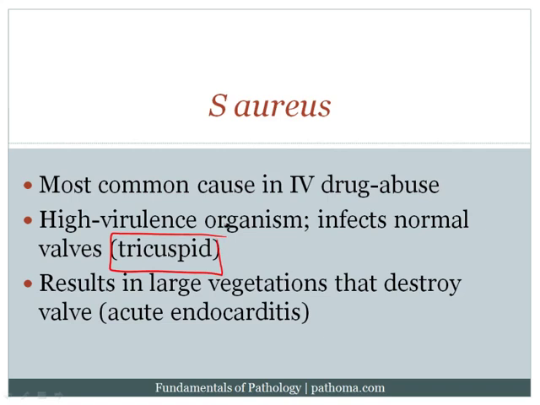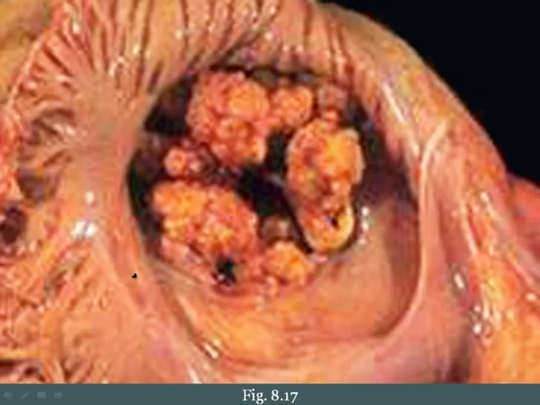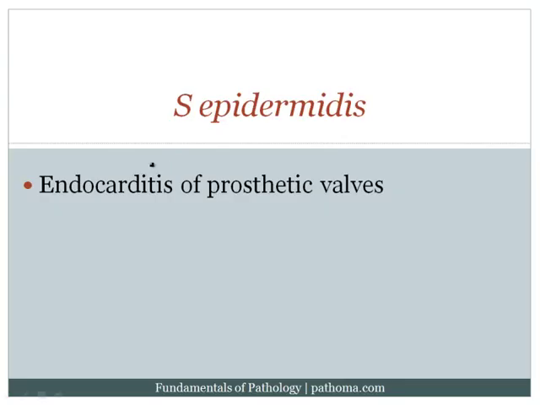Again, the idea is that the IV drug abuser has contaminated skin and then shoots up through the contaminated skin. When they do so, the Staph aureus gets into the vein, gets drained into the right heart eventually, and then hits the tricuspid valve and will damage the tricuspid valve. Here's a picture of Staph aureus endocarditis. You'll notice that these are very large vegetations sitting on the cardiac valve, and of course this is also called acute endocarditis.